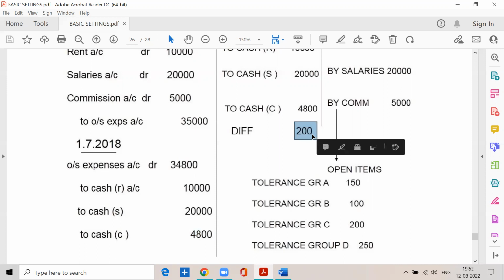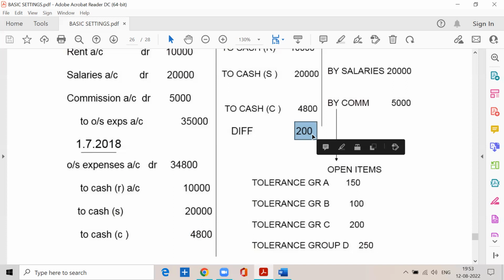That means if this is the reason for the difference, there is still a liability on our part to pay the remaining 200 rupees to the commission agent when he comes next time. In that case, it's your liability, meaning it is displayed on the liability side of the balance sheet.